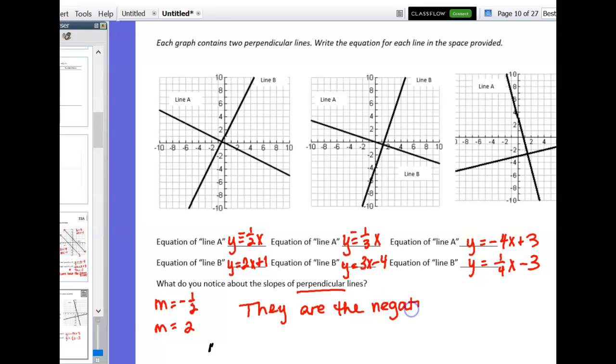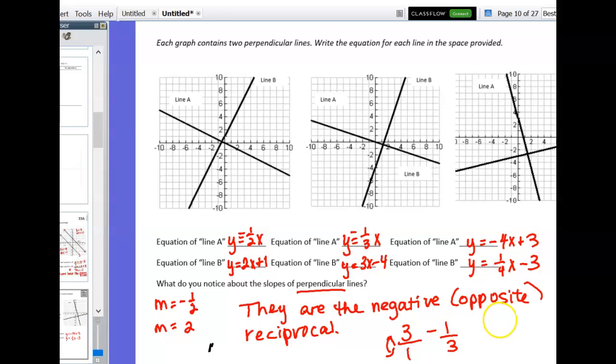The negative meaning the opposite, and the reciprocal. As a reminder, if I had the whole number 3, the reciprocal would be, I take 3 over 1 and flip it, and it would be 1/3. The negative reciprocal would be negative 1/3. If I had a fraction 2/3, my reciprocal would be 3/2, and my negative reciprocal would be negative 3/2. So perpendicular lines have negative reciprocal slopes.